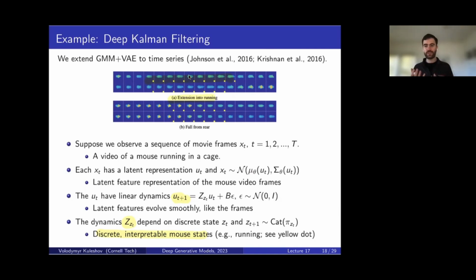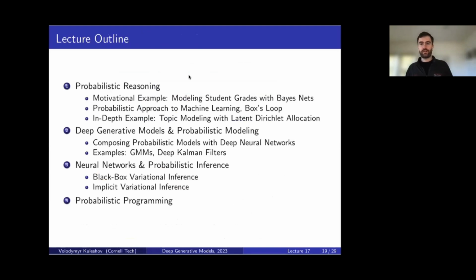So by using this combination of classical methods like Kalman filtering and clustering combined with these neural networks, researchers were able to discover some interesting facts about this interesting scientific data set. So this was my second example of how deep generative models and classical models in probabilistic reasoning can be combined together.